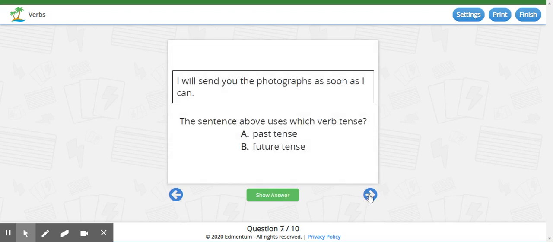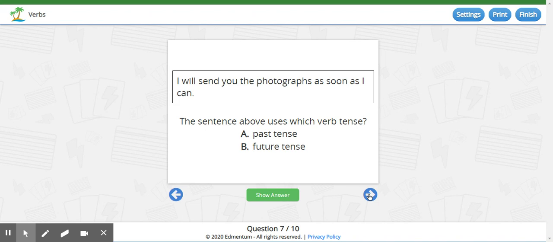Number 7, I want you to read the sentence in a rectangle on the count of 3. Okay, I will send you the photographs as soon as I can. The sentence above uses which verb tense? That one is to identify the verb. So please tell me the verb in the sentence.